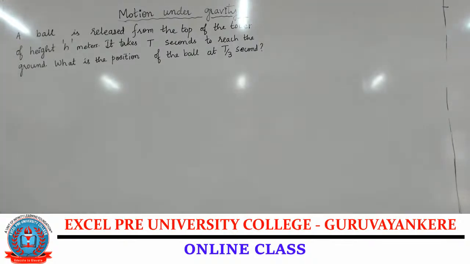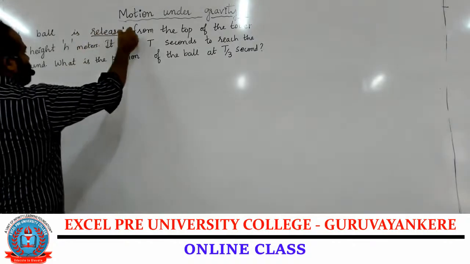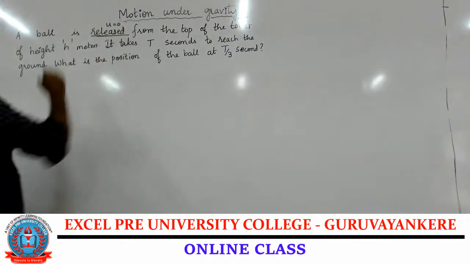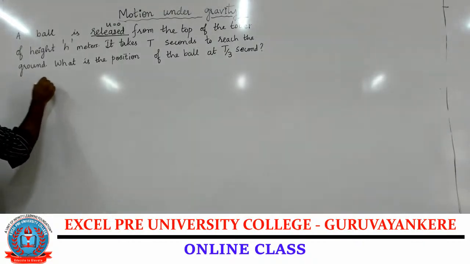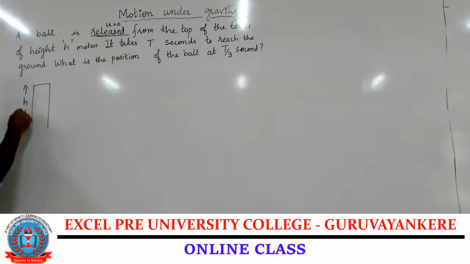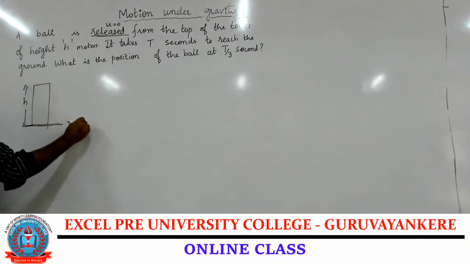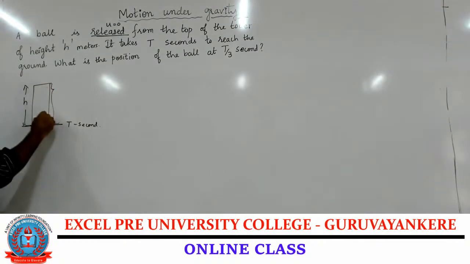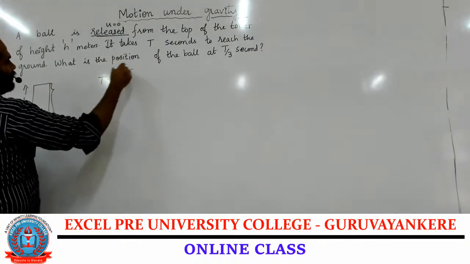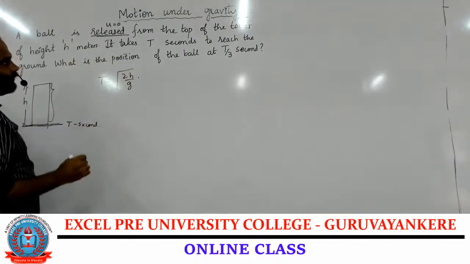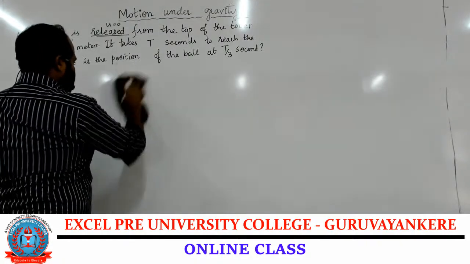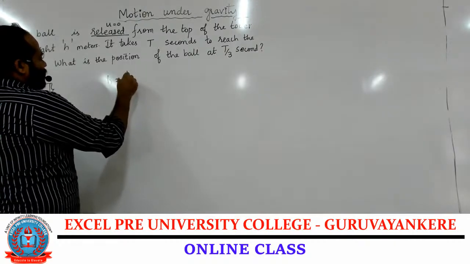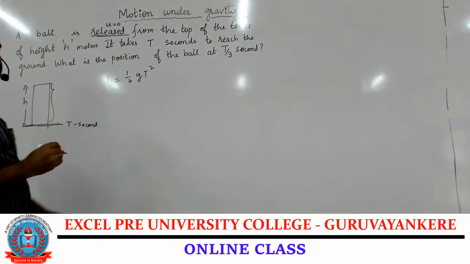So we can do this. A ball is released, he said. When the ball is released, what about the initial speed? 0 it is. From the top of a tower of height h meters. So the tower's height is h. Totally to come and hit the ground it will take t seconds. Total time of the journey is t seconds. Then what will be its height at the end of t by 3 seconds? Okay. So h is equal to half g t square, no? h is equal to half g t square.